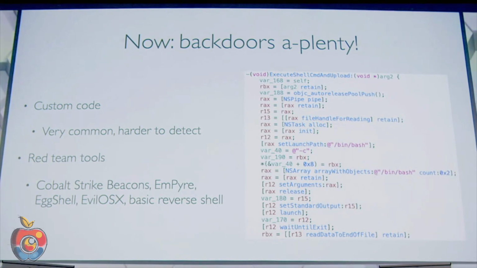And here you can see an example of some custom backdoor code. This was decompiled in Hopper. And you can basically see that it's just taking a string that it receives and passing it to bash, essentially. So just running a script with bash. That's a fairly common technique that a lot of malware uses.